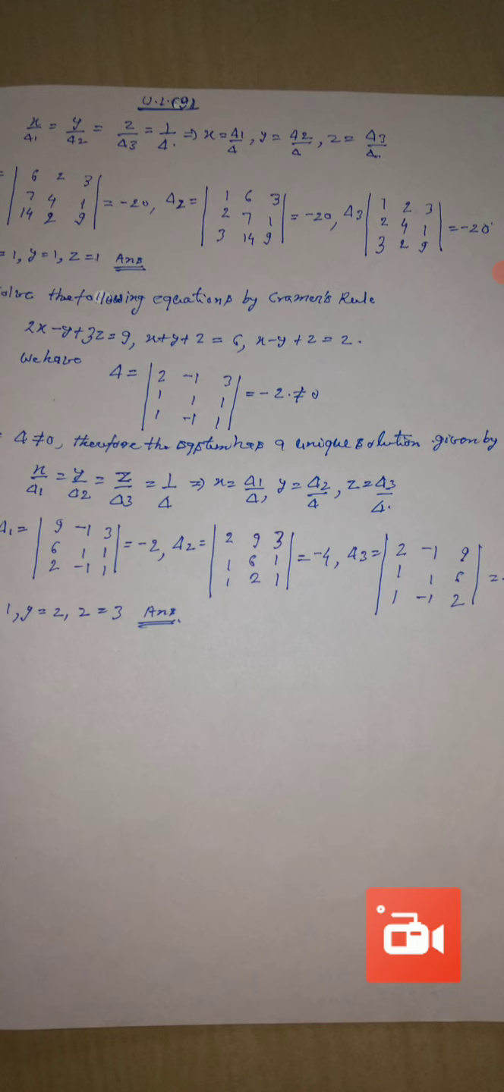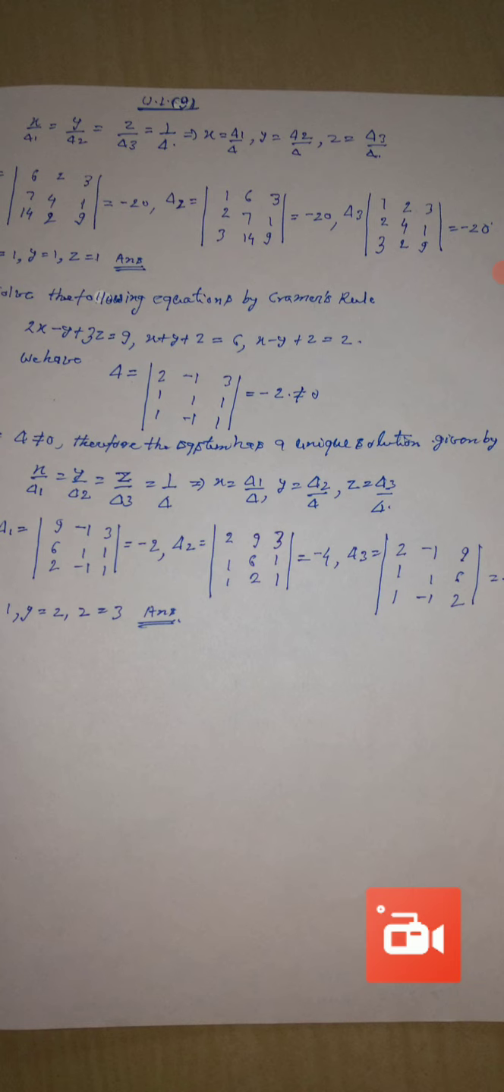Since delta is not equal to 0, the system has a unique solution given by x upon delta 1 equal to y upon delta 2 equal to z upon delta 3 equal to 1 upon delta. This implies that x is equal to delta 1 upon delta, y is equal to delta 2 upon delta, and z is equal to delta 3 upon delta. So here delta 1 is equal to, in the first column 9 6 2, in the second column minus 1 1 minus 1, in the third column 3 1 1, and its value you will find as minus 2.